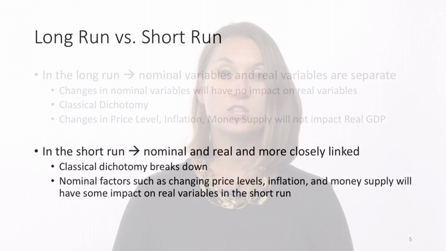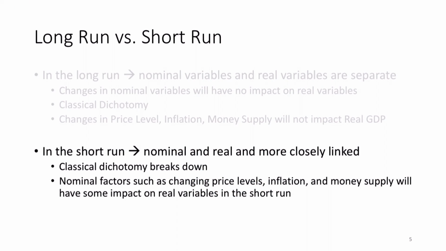On the other hand, in the short run, nominal and real variables are more closely intertwined, and this classical dichotomy breaks down. Therefore, what we observe is that changes in the price level, changes in money supply, will have an impact on real variables such as real GDP, unemployment, etc.